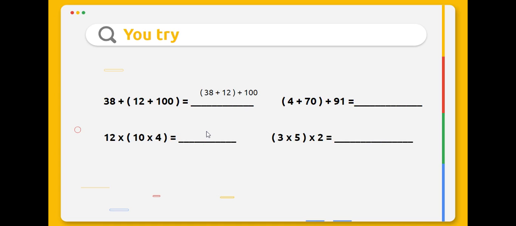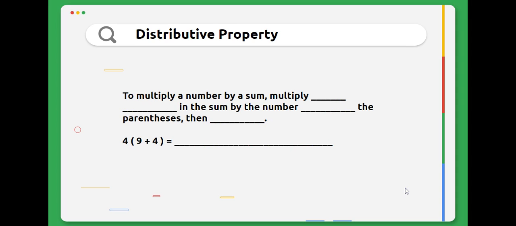All right, for the first one, you could have changed the grouping to have 38 plus 12 in parentheses. And here for the second one, you could have said 70 plus 91 in the parentheses. All right, let's look at this next one. You could have changed the grouping to have 12 times 10 in parentheses. Looking at this one, you could have changed it to 5 times 2 in parentheses. Great job. All right, distributive property.